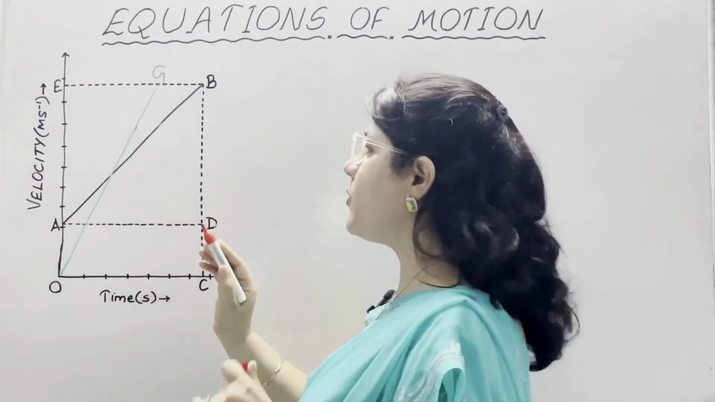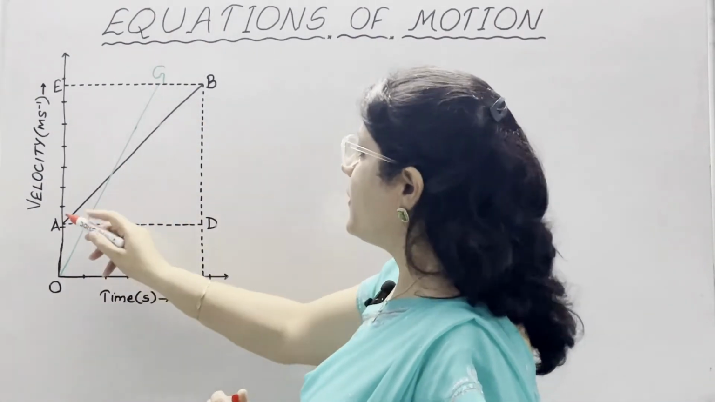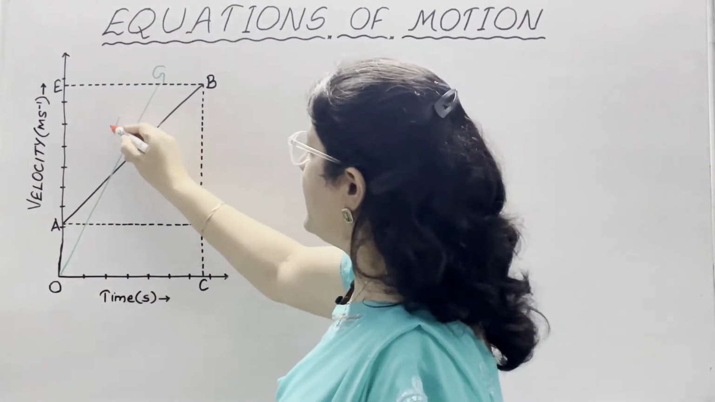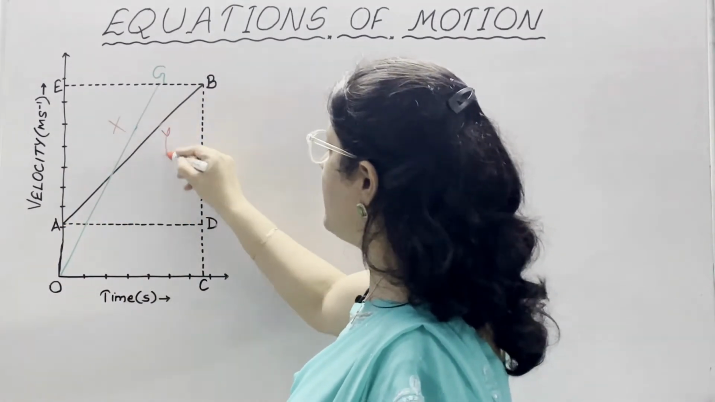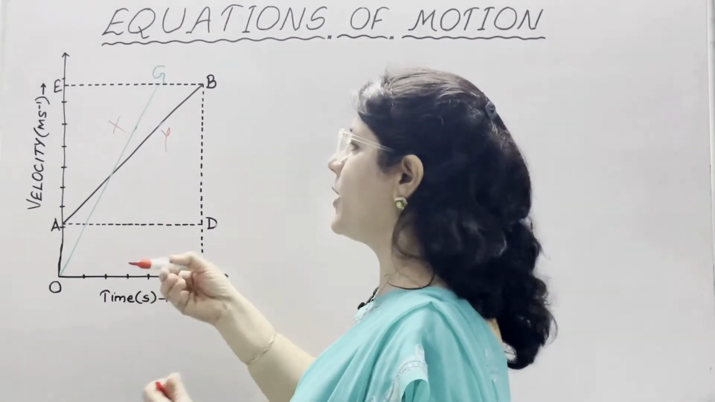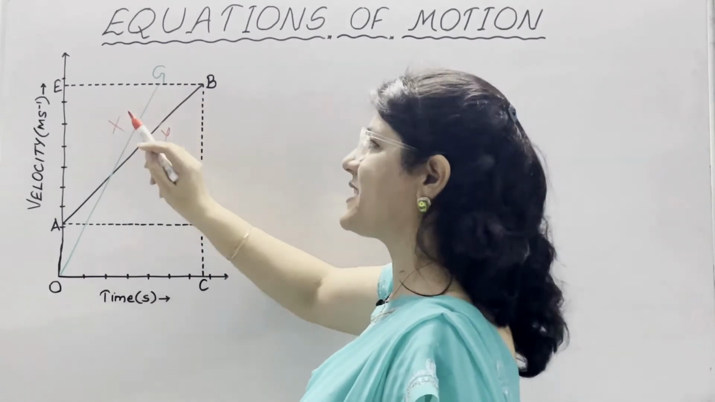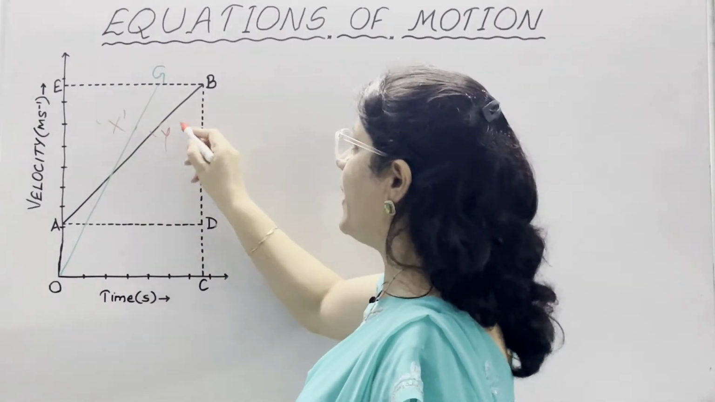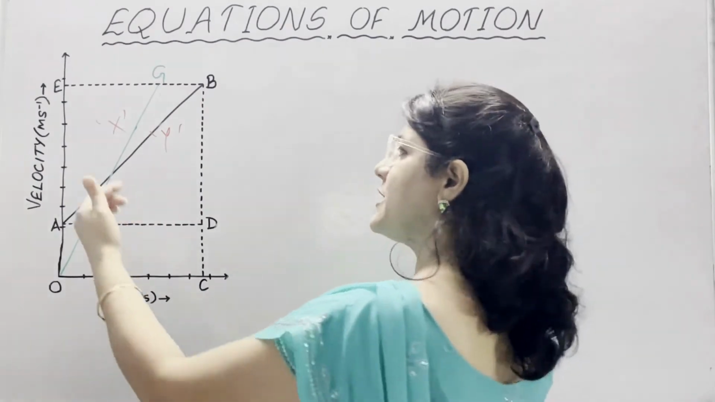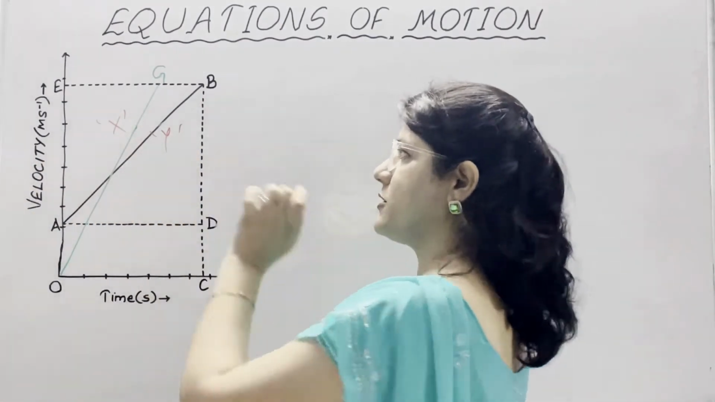Questions like this may come in your examination where two different slopes are given. Suppose this OG is of vehicle X and AB is of vehicle Y. Which has more acceleration? More slope means more acceleration. So OG has more slope, so acceleration of vehicle X is more than vehicle Y. Or if it is a displacement time graph, then velocity of X is more than velocity of Y.